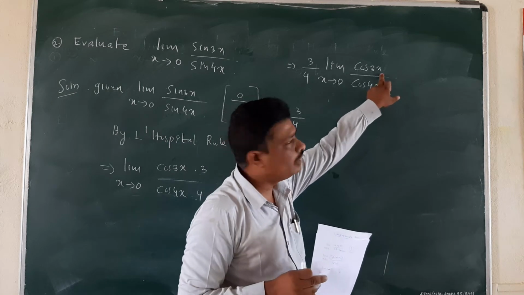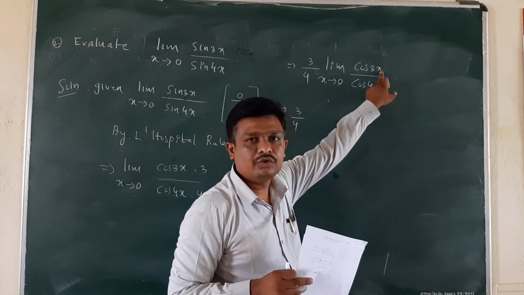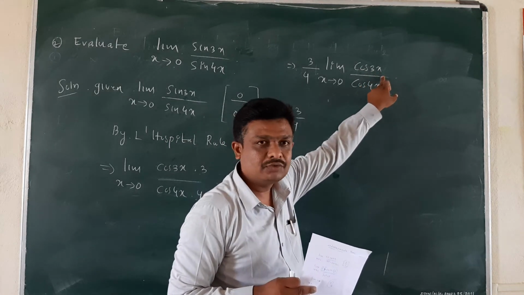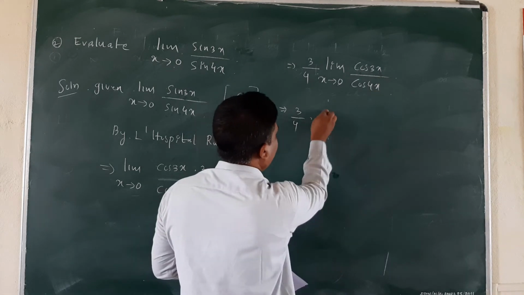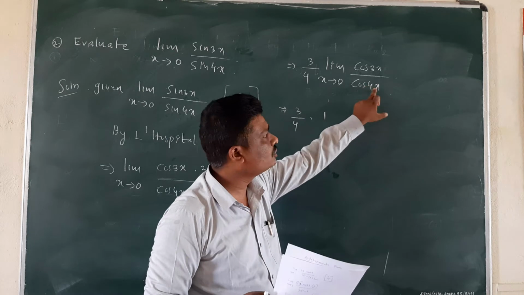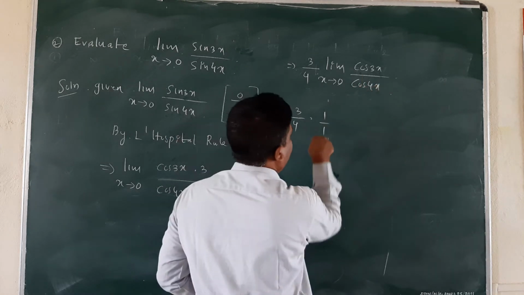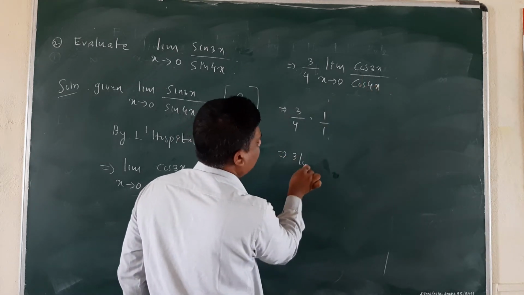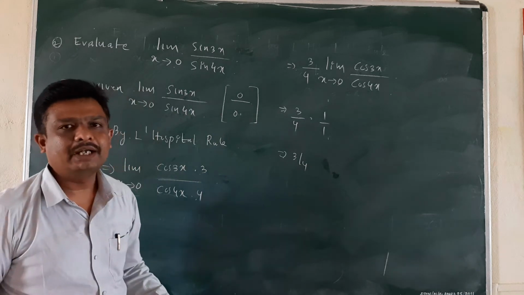So put x equal to 0 here. 3 into 0 is 0, and cos 0 value is 1. So the numerator is 1. Put x equal to 0 here. 4 into 0 is 0, and cos 0 value is 1. Divided by 1. This implies 3 by 4. So this is our required answer.